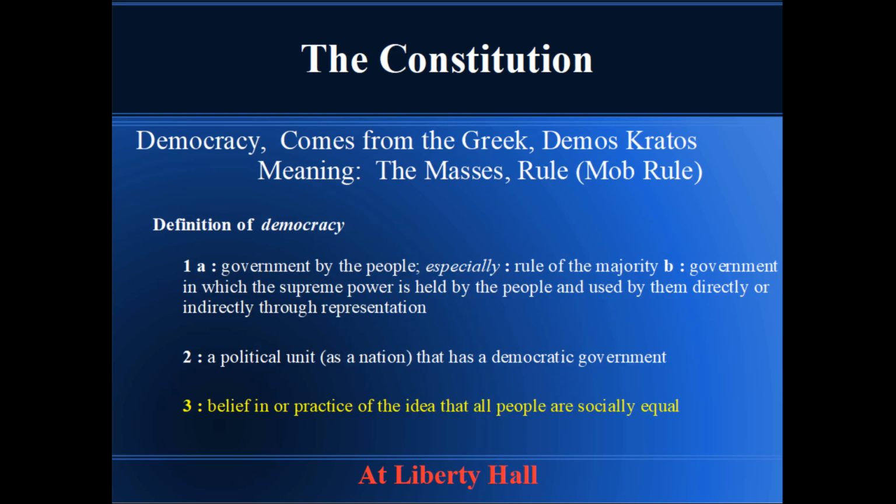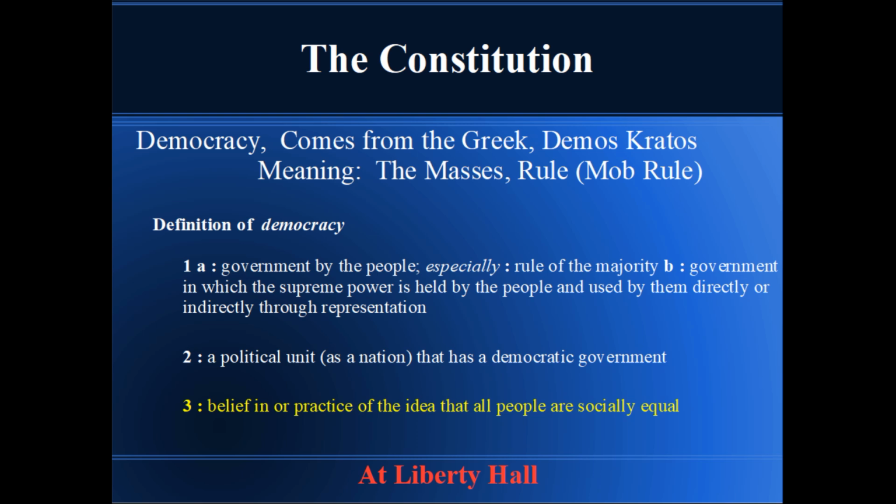Democracy comes from the Greek demos kratos, meaning the masses rule or mob rule. Definition number 1 is a relatively new definition, invented in the 20th century, one that was unknown to our founders and would have been rejected by them. A true democracy, as our founders understood it, is a system in which all authority is held by the great body of the people. However, each person must vote individually, as each person represents themselves.